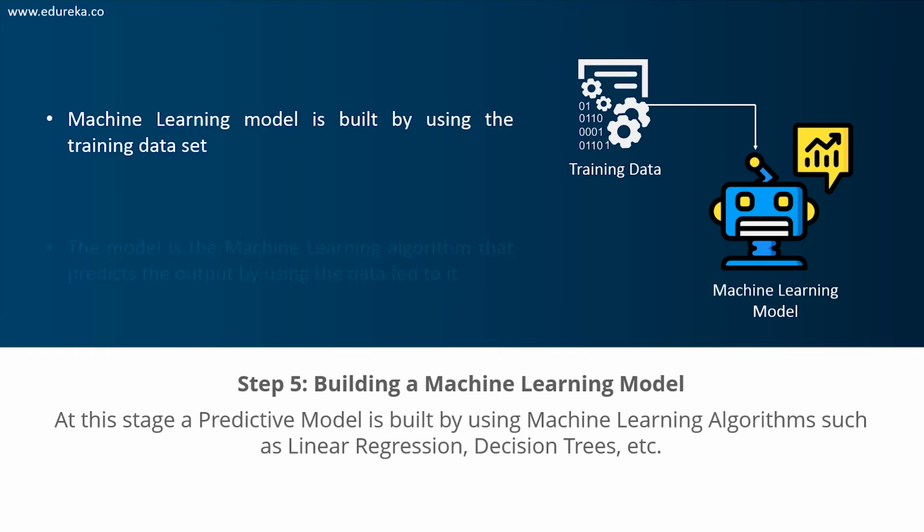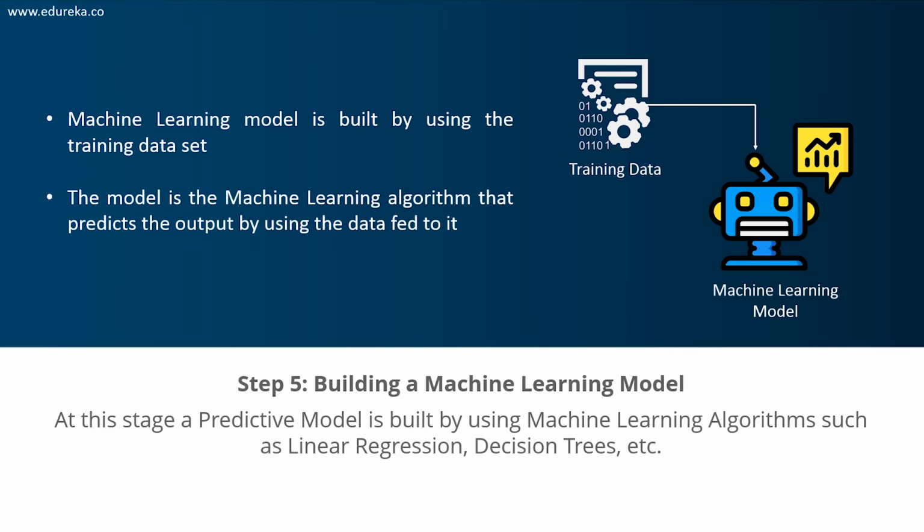The model is basically the machine learning algorithm that predicts the output by using the data that you feed to it. An example of machine learning algorithms is logistic regression and linear regression. All of these are machine learning algorithms. Now, don't worry about choosing the right algorithm, right? First, we'll focus on what the machine learning process is.